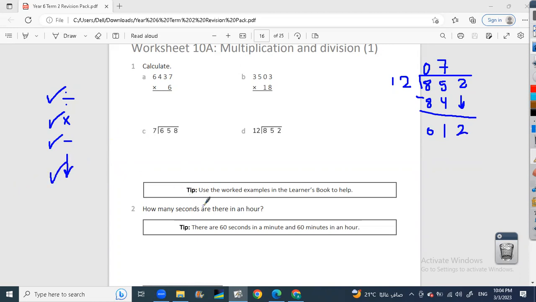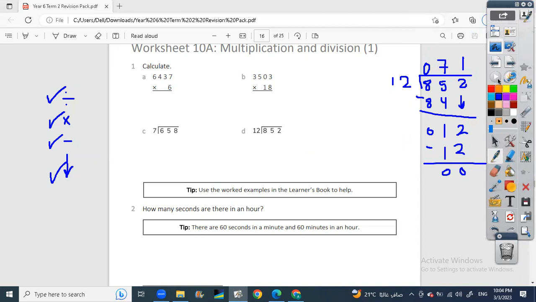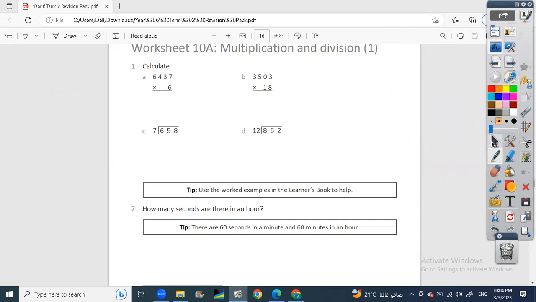Am I done now with the whole thing? No. Every time you bring down, you must go back to division. How many 12s are in 12? What is 12 divided by 12? It is 1. Yes. 1 times 12 is 12. You subtract, it gives you 0. Now I'm done. 852 divided by 12 is 71. And that is about long division.